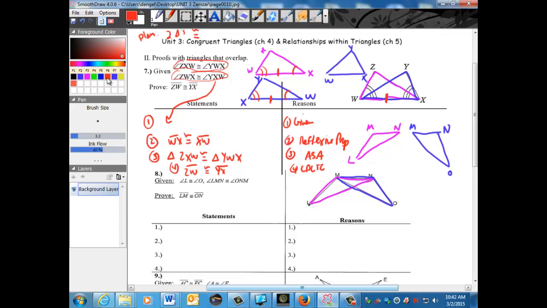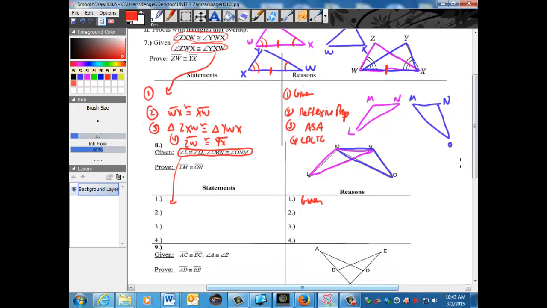Okay, and what are we told, or what are we given? So let's circle all of this, draw the arrow down. We're going to put given. We also want to mark that. So we have angle L and angle O. We'll put a single mark and a single mark. We have LMN and ONM. Let's put 2 marks and 2 marks. So right now we have angle angle and angle angle.